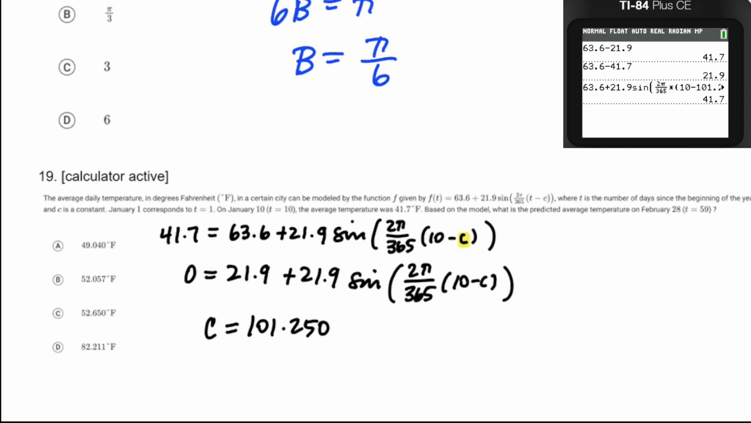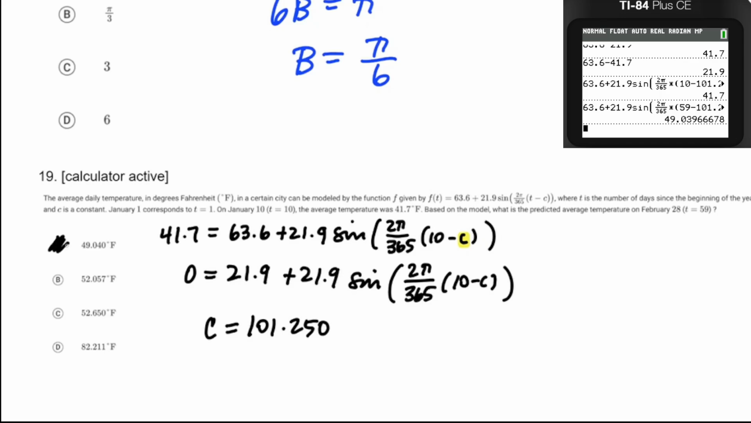What just happened? Did I plug in? I plugged in 10. Of course it gave me 41.7. Okay, that was a huge mistake. I was interested in input value 59. So instead of 10, I want to replace that with 59. And since I made that error, I could just call up the same thing instead of typing all that in again. That would be really, really annoying. It's going to be annoying enough to just click around to the left, call that a 59, and let it go and get 49.039040. Yeah, there we go. It's answer choice A. All right, that was number 19.